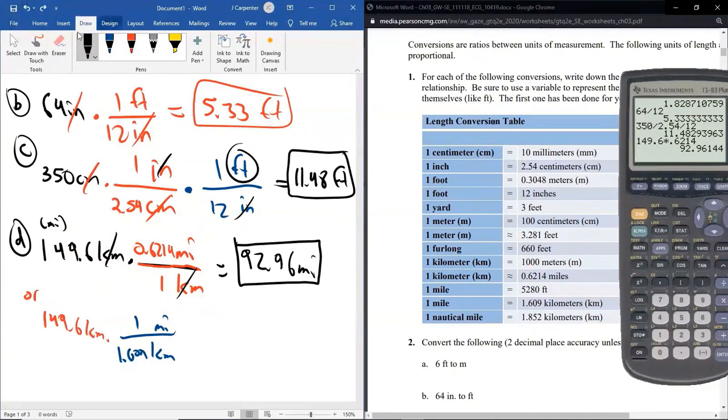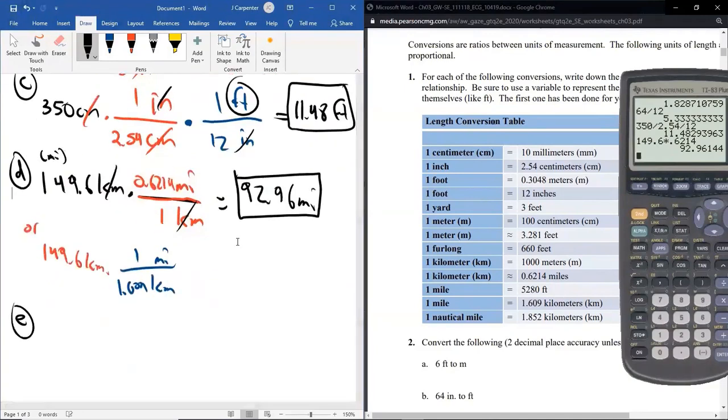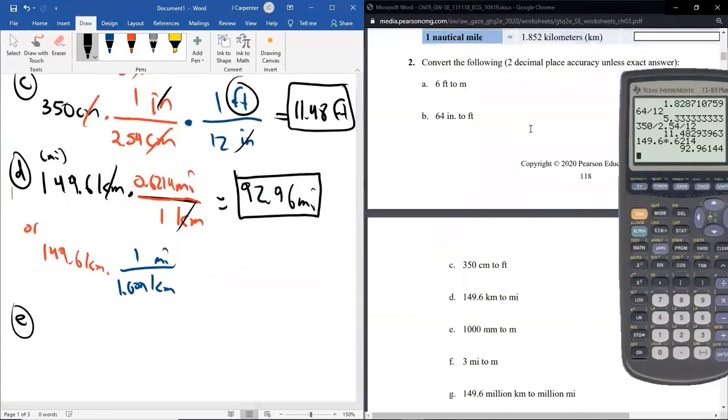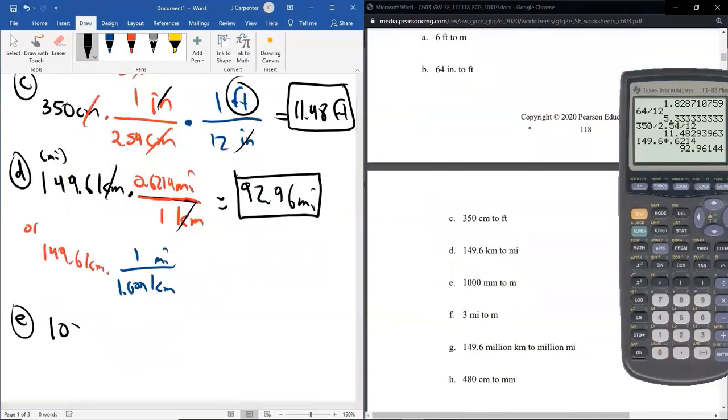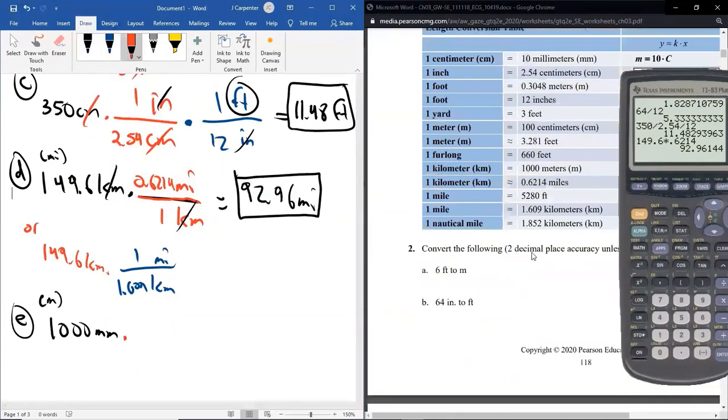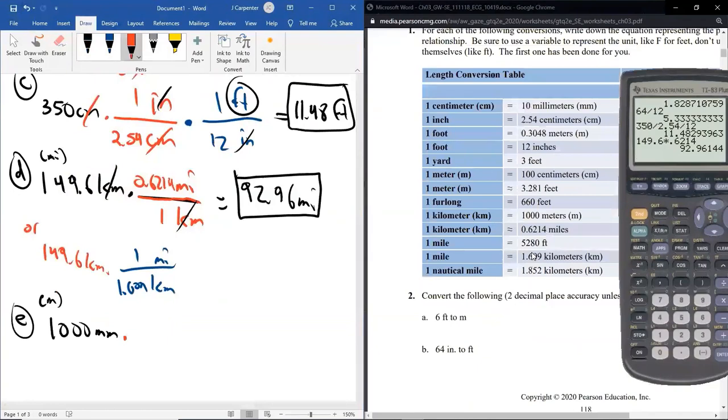All right, E, and this one's kind of interesting. And by interesting, I mean, you can do it a way that's not even in the table. We're converting 1,000 millimeters, and we want to convert this to M, which is meters, not miles. Some of you will know, I hope, that there's 1,000 millimeters to a meter. That is nowhere in this table. So I'm not even going to use this table. I just happen to know that 1,000 millimeters is 1 meter.